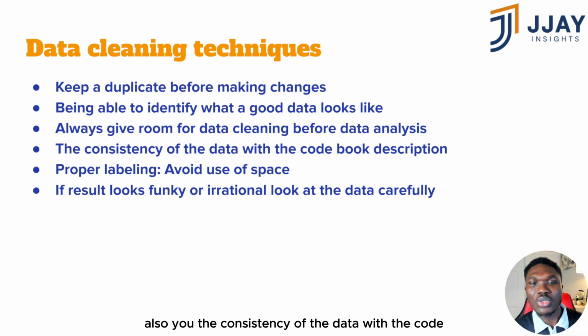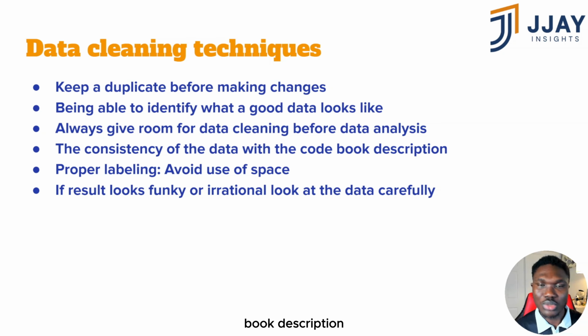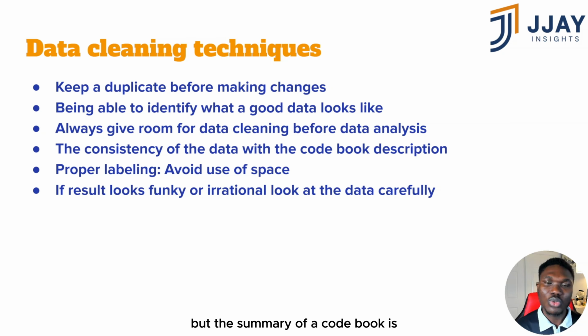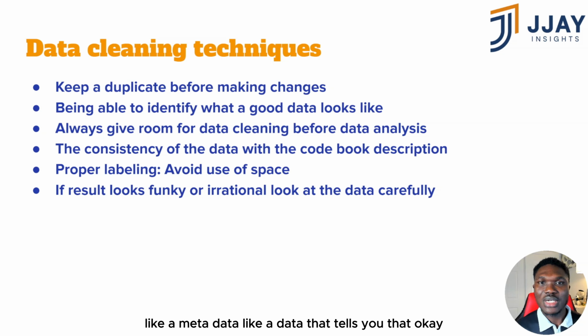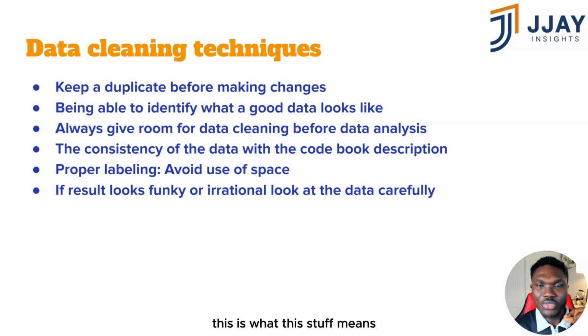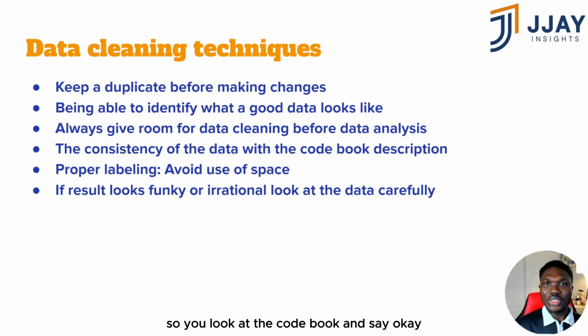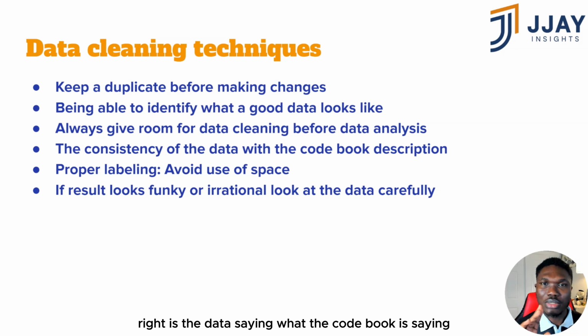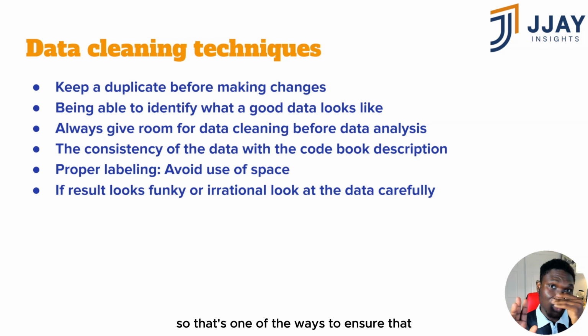Also, check the consistency of the data with the code book description. In case you don't know what a code book is, check out the previous video. In summary, a code book is data that describes the data, like metadata, telling you what things mean. You look at the code book and ask, based on the actual data, are they in line with each other? Is the data saying what the code book says it should say? Make sure there's consistency. That's one of the ways to ensure you're properly cleaning your data.